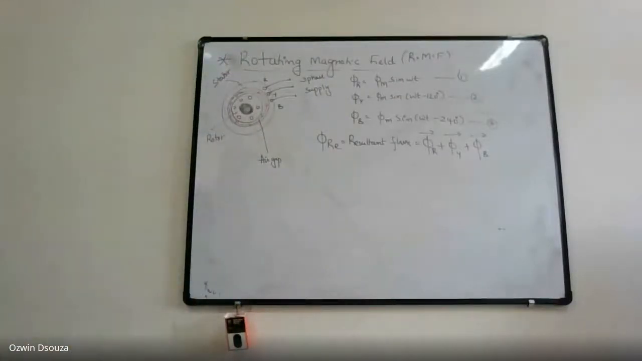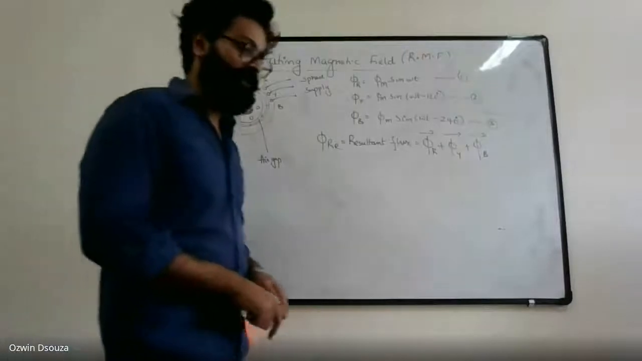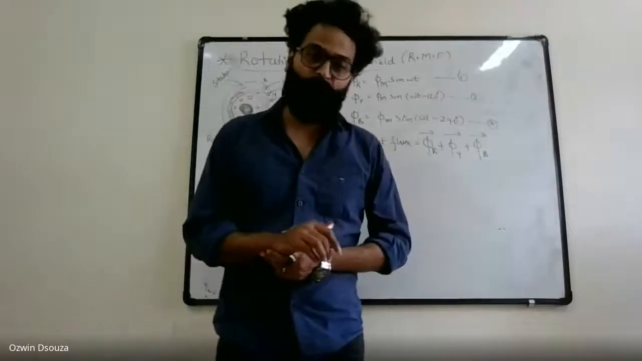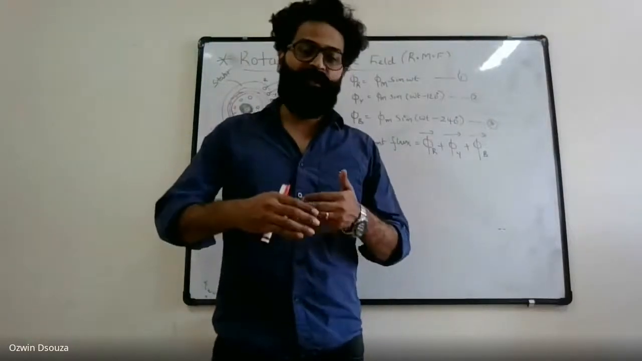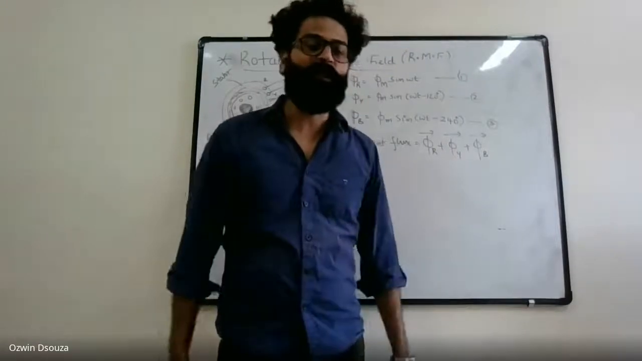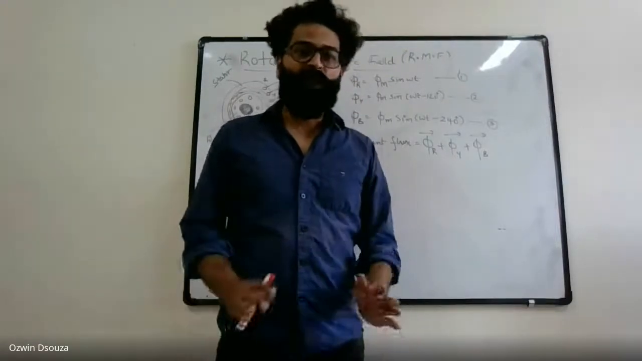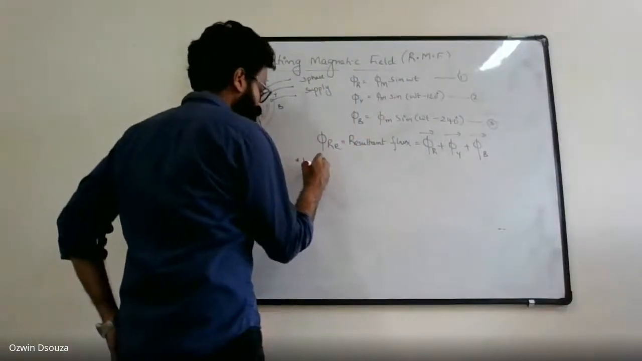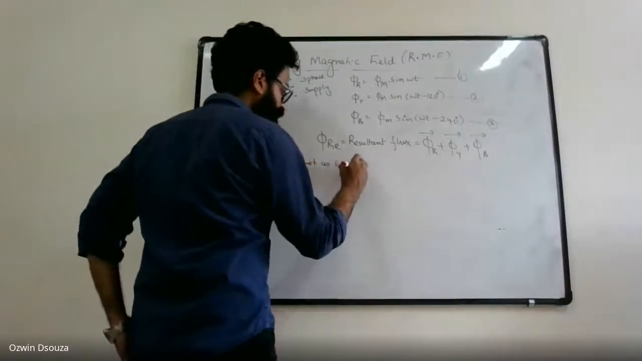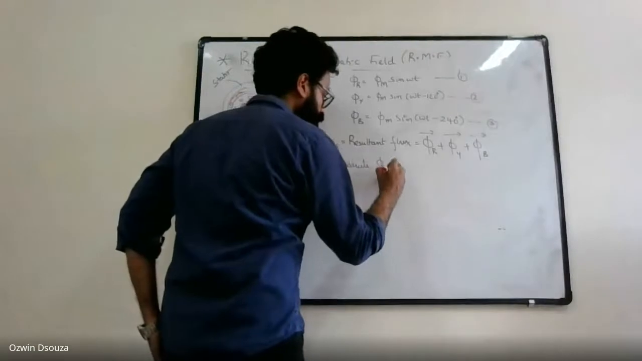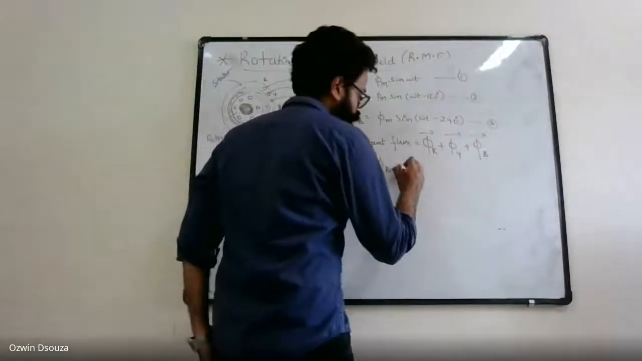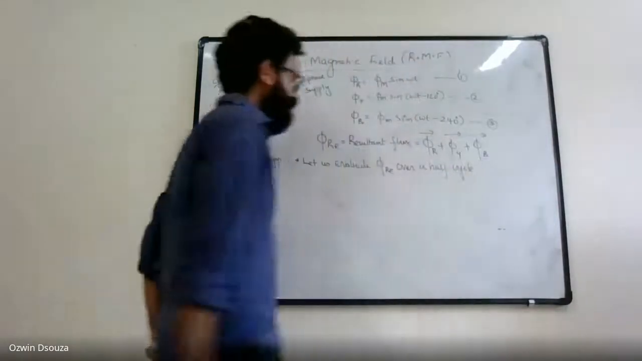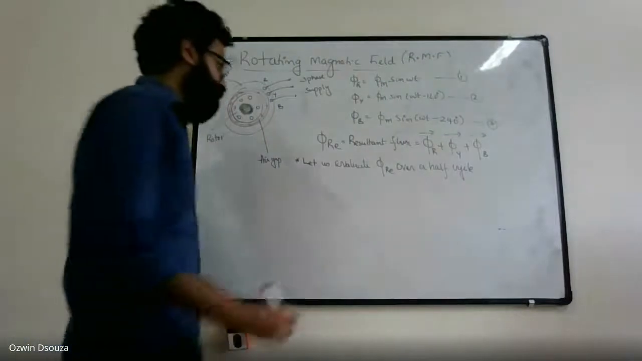Now, to find an expression for resultant flux, what we can do is consider different intervals of time. So let's consider omega t as, say, 0 degree, 60, 120, 180. For example, let's consider half cycle duration. So let us evaluate phi Re over a half cycle.